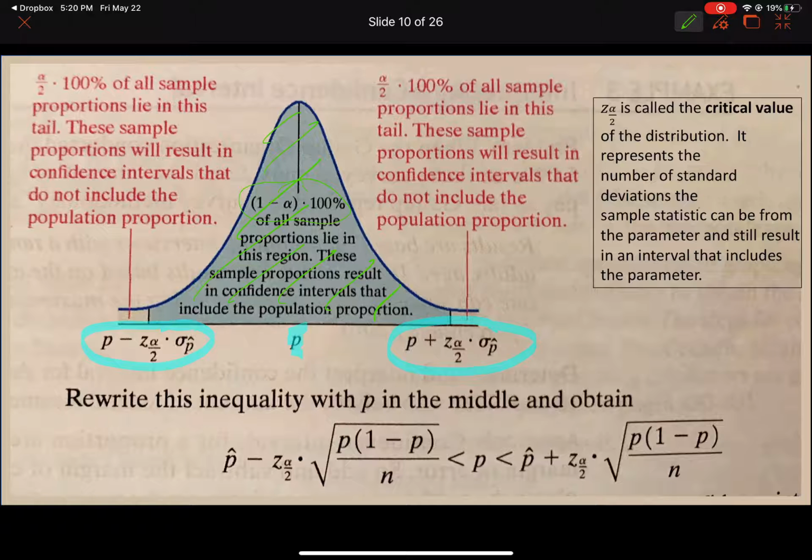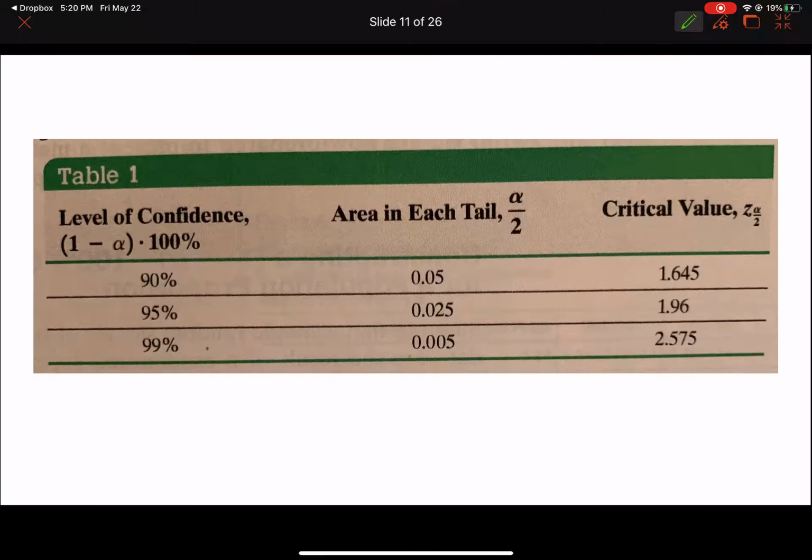So those standard deviations are going to be further away from the mean as our confidence interval gets higher, because remember our margin of error gets bigger, so we will include larger standard deviations. But for example, our 90% confidence interval, it can be 1.645 standard deviations away from the mean and still be in that interval that includes the parameter. So let's take a look at this.